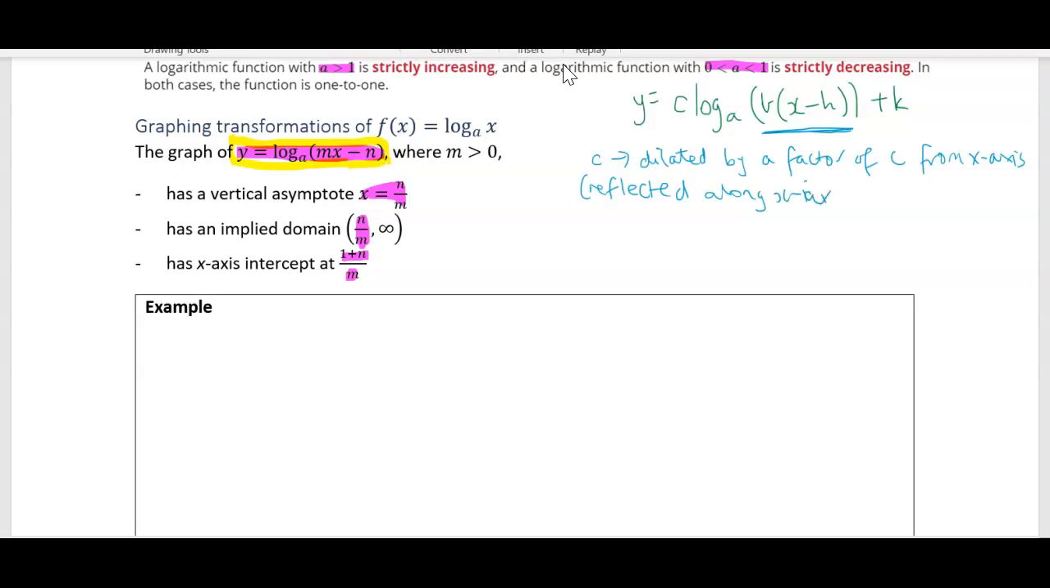Oh my God, can't write, sorry. I'm rushing because I'm writing so slowly. Along x-axis if negative.